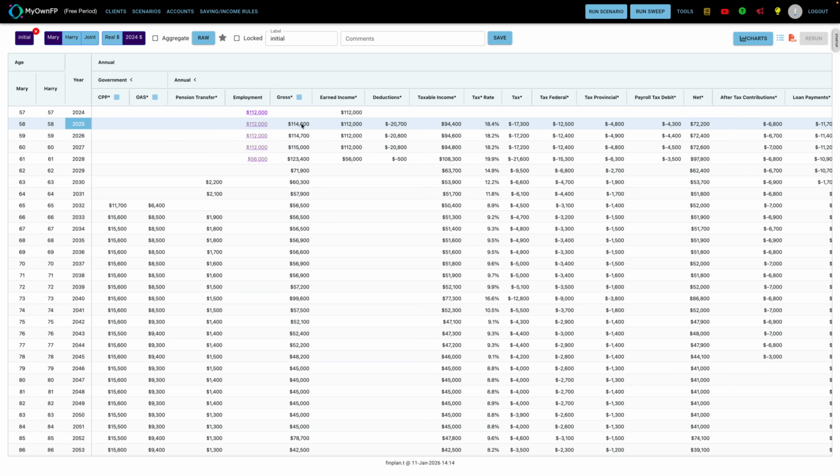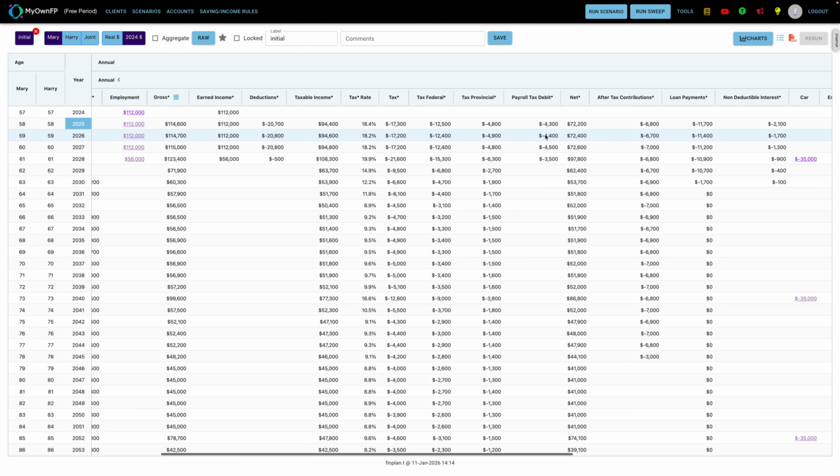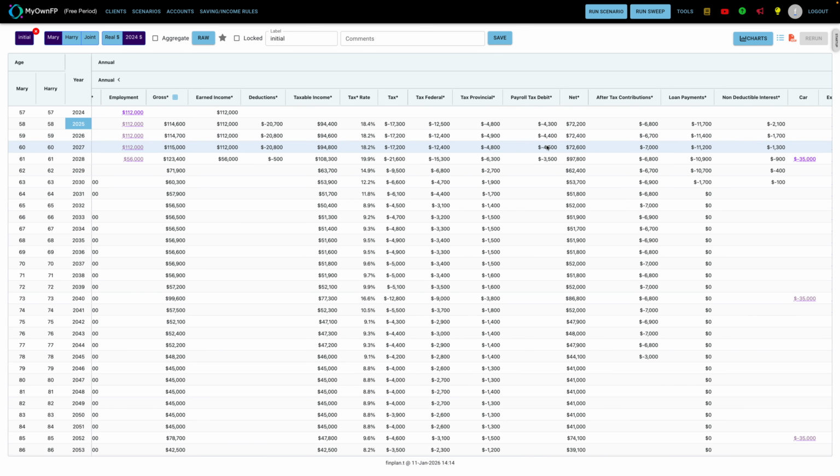There's employment values. There's your gross. Earning income is what your RRSP contribution is based off of. So that's your employment plus any net rental income. Deductions are your RRSP, things related to EI, CPP as part of your employment. Taxable income is your value that is grossed up for dividends and your inclusion rate for capital gains. That is now what our taxable income is. Tax rate, our total tax, federal, provincial, payroll tax. Debits are again part of your CPP.